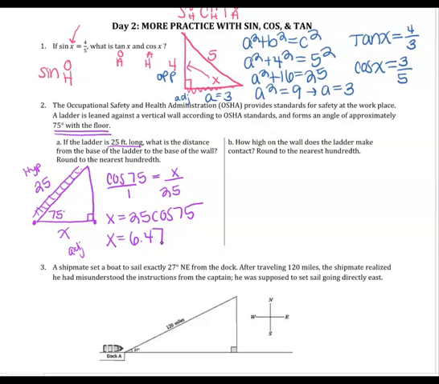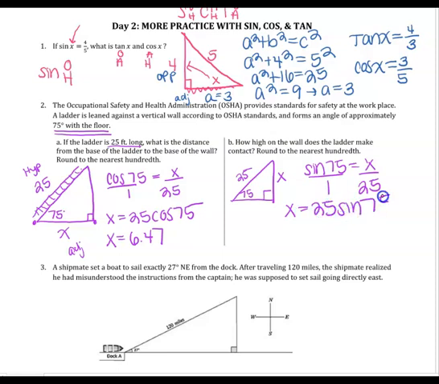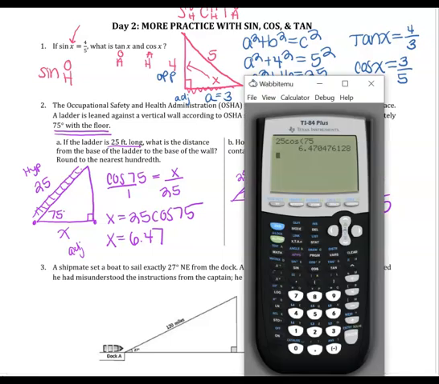How high on the wall does the ladder make contact? Round to the nearest hundredth. Now, technically, I could use my unrounded answer and do Pythagorean theorem, but let's use some trig again. This is 75, this is 25. They want now this vertical distance. Now that's an opposite over hypotenuse, which changes my function. Now I'm looking at sine. So sine of 75 equals x over 25. So if I cross multiply, x is equal to 25 sine of 75, and then I go to my calculator.